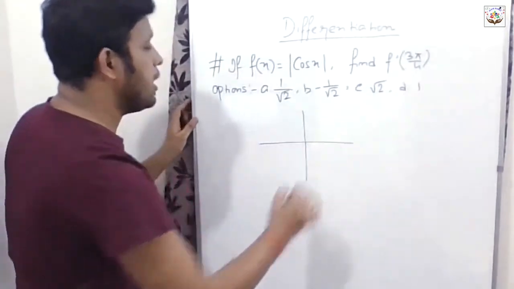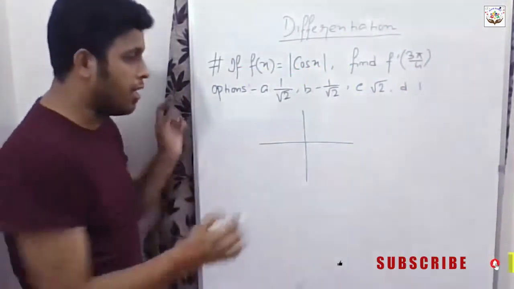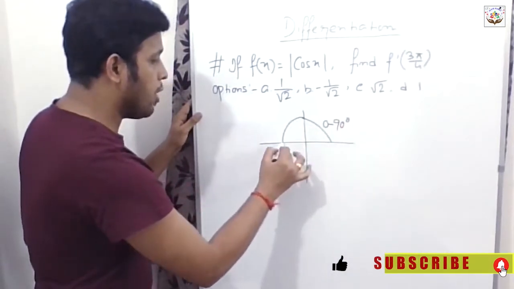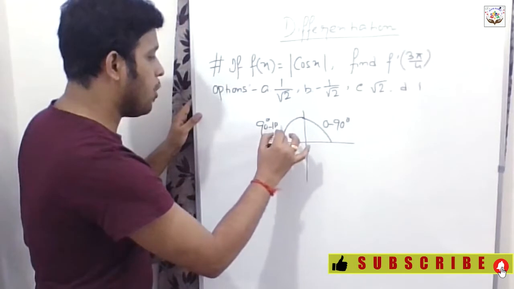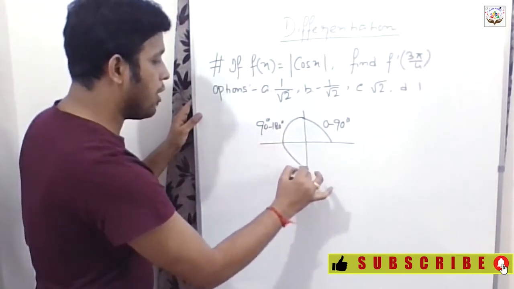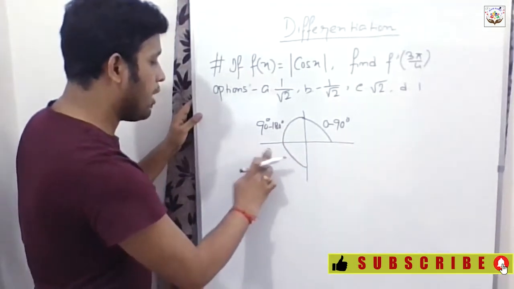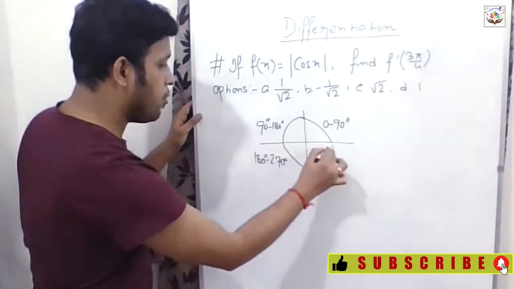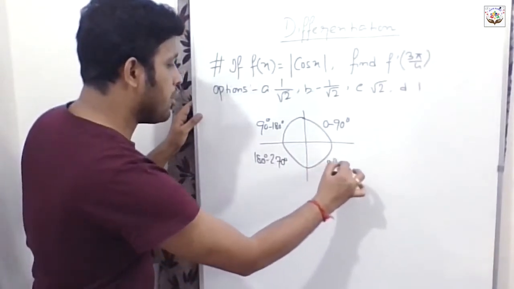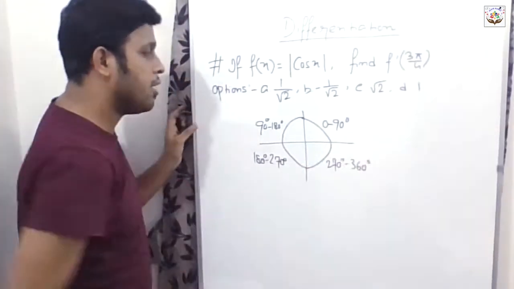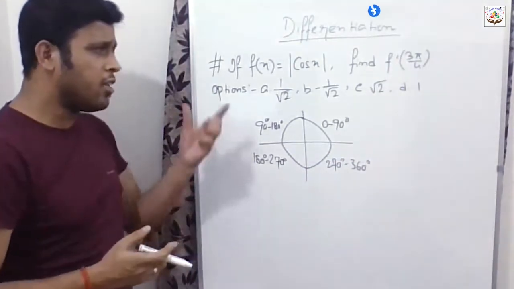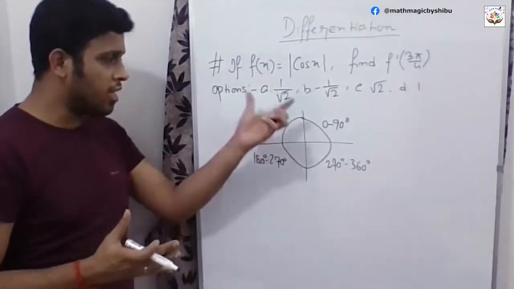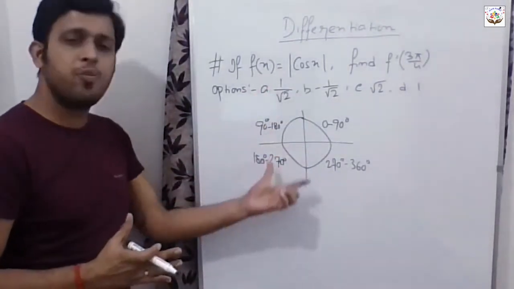suppose these are the 4 quadrants. In the first quadrant, we draw 0 to 90 degree. In the second quadrant, we draw 90 degree to 180 degree. In the third quadrant, we draw 180 to 270 degree. And in the fourth quadrant, we draw 270 degree to 360 degree. I think in one of my videos on differentiation, I have described that part, although as the concept is required in this problem, I am explaining it again.